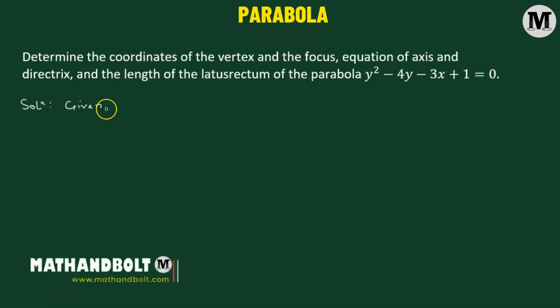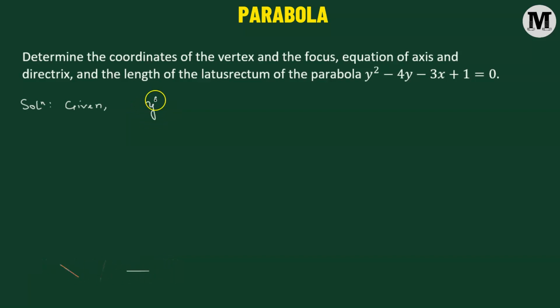So here we have y squared minus 4y minus 3x plus 1 equals 0. That can also be rewritten as y squared minus 4y. We're going to transpose negative 3x plus 1 to the right hand side, giving us 3x minus 1. In the next step, we'll try to convert y squared minus 4y into a perfect square.